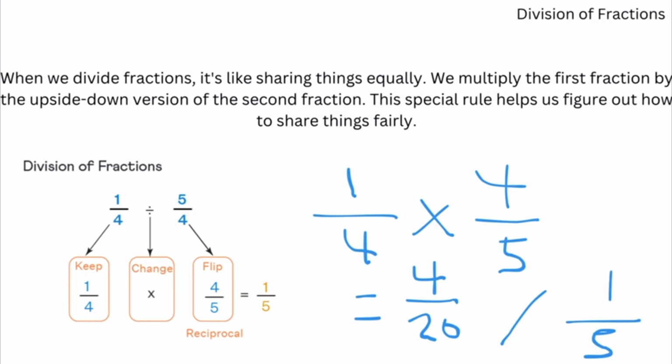Now about how to solve them. When we divide fractions, it's like sharing things equally. We multiply the first fraction by the upside down version of the second fraction. This special rule helps us figure out how to share things fairly. Example, 1 over 4 divided by 5 over 4. We flip 5 over 4 into 4 over 5. Then it means 1 over 4 times 4 over 5. That will equal 4 over 20. And we simplify that and we get 1 over 5.